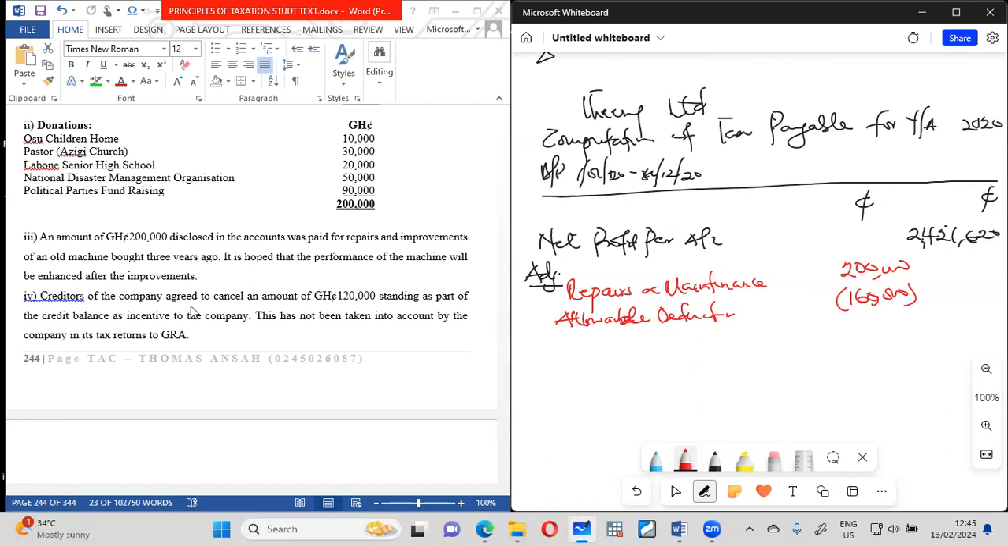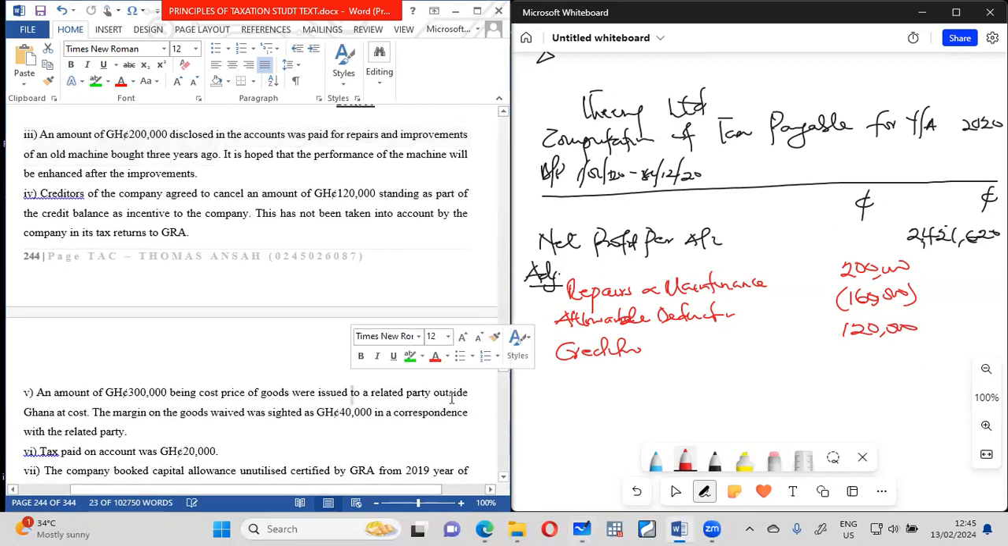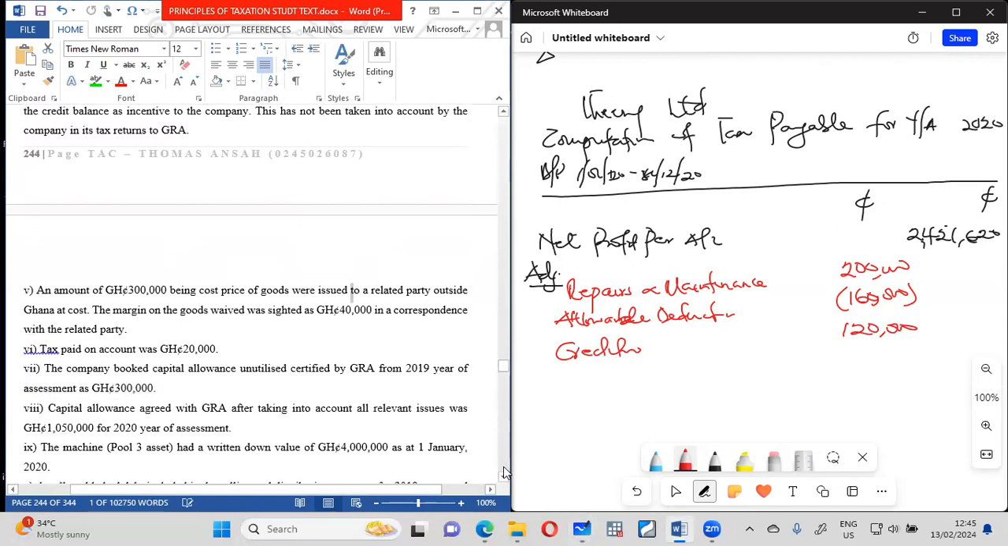The creditors agreed. The creditors also cancel something, which is an additional income. So compensation for cancellation. So creditors. And because the question said this has not been taken into account. Another income the entity earns. Any income associated with the business. All right. An amount of, yeah, this one too, we did it.